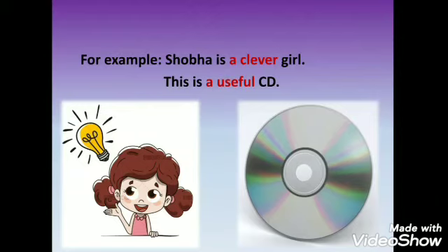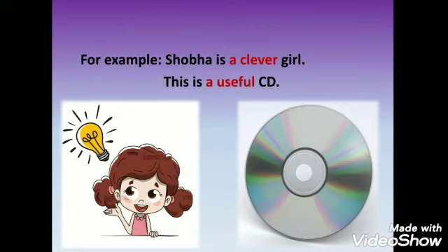Now let's go through the examples to get our third point. Shobha is a clever girl. This is a useful CD. Clever and useful are qualities. In the first sentence, we are talking about a girl named Shobha who is clever. So what kind of a girl is Shobha? A clever girl. In the second sentence, we are talking about a CD which is useful. So what kind of a CD is this? This is a useful CD.